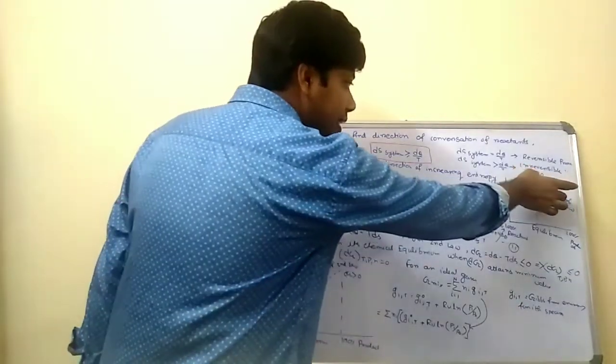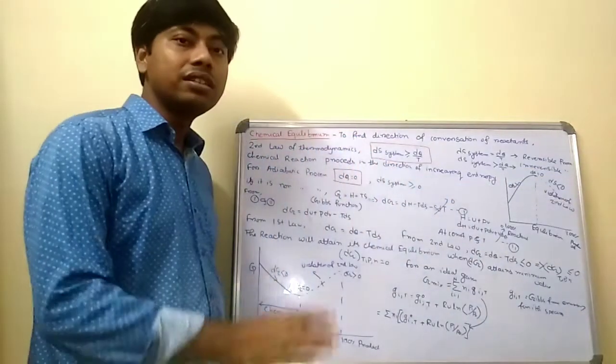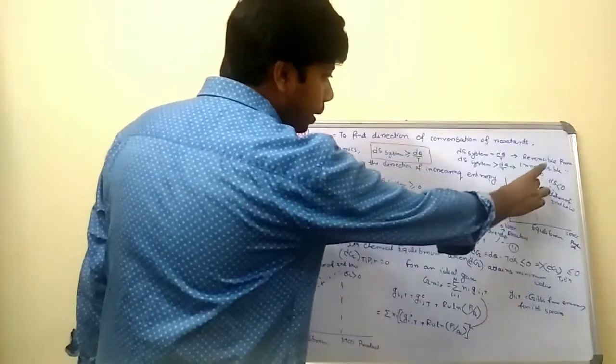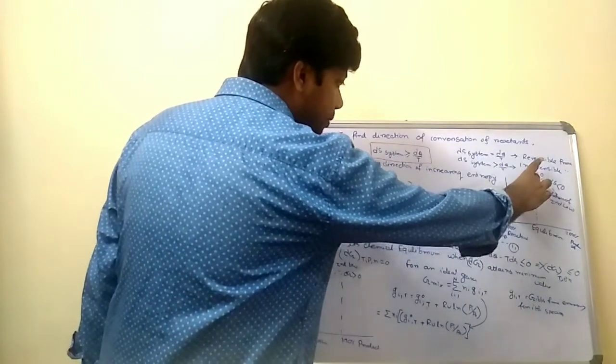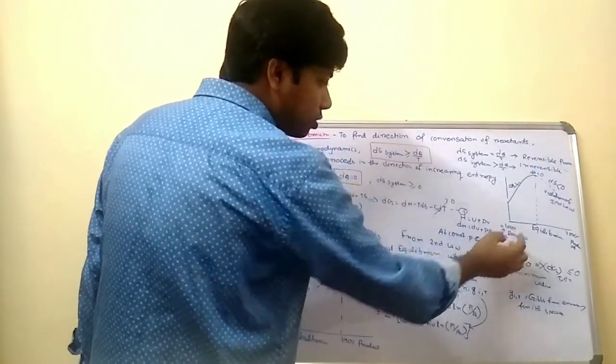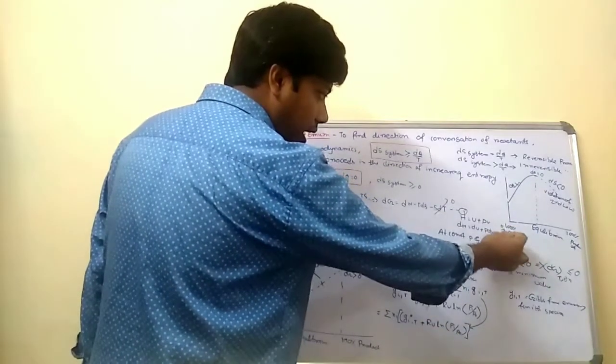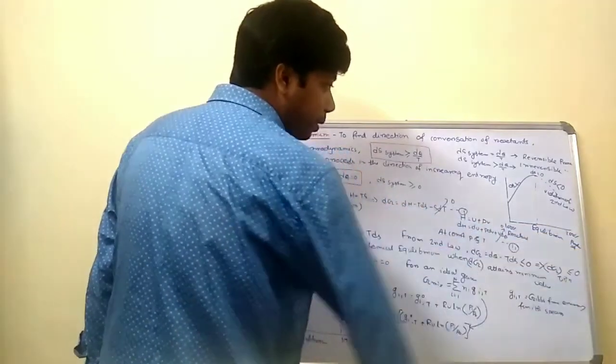So in this zone, the chemical reaction doesn't take place. Particularly in this direction, the chemical reaction takes place. At this point there is no reaction, it is just starting, so that means there is 100% reactant. Here it will be 100% product.